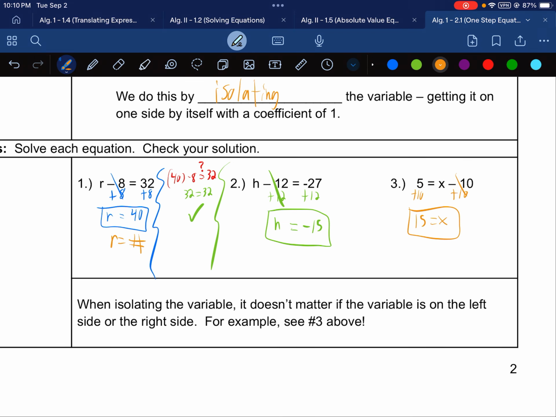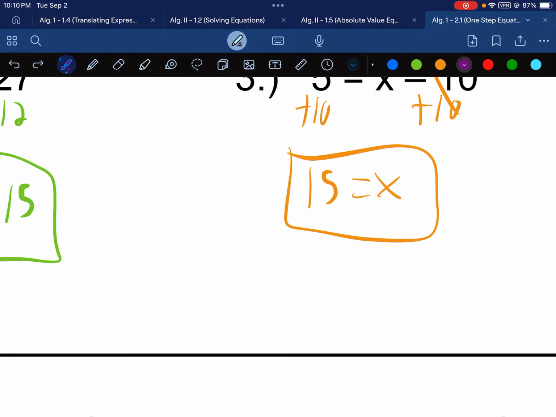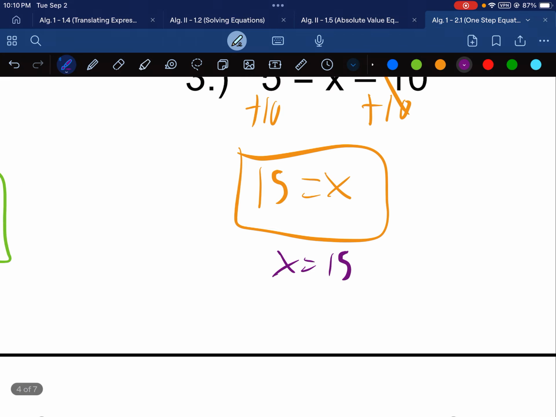Now, when isolating the variable, getting it by itself, it doesn't matter if the variable is on the left side of the equal sign or the right side. For example, see this number 3 above. We had x on the right side, and we still regarded that as true. So you could just as easily flip it around if you prefer. If you're like, I'd much rather have my variable on the left just to stay consistent because that makes more sense to you, feel free to do just that.